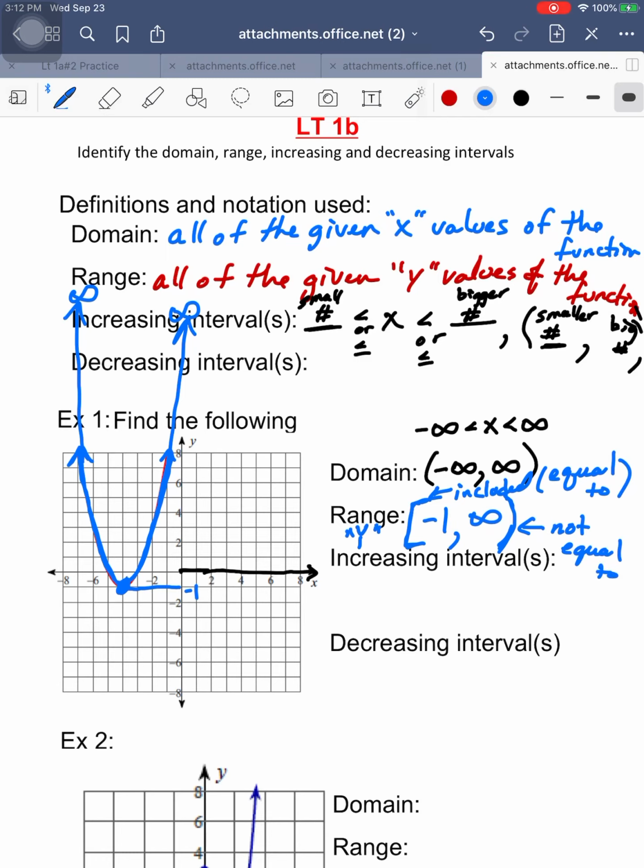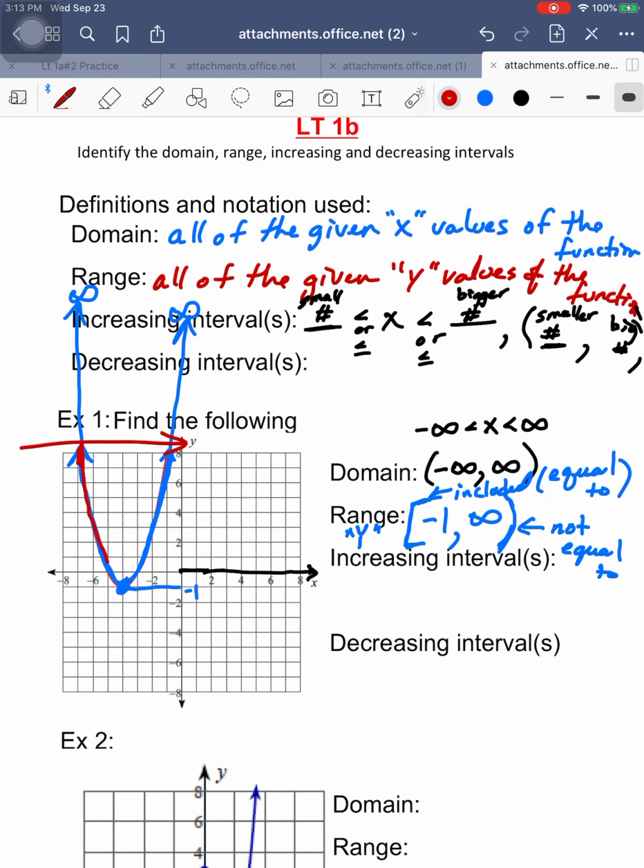So we can talk more about that with practice. Increasing and decreasing intervals. This is where we're following the graph. You're gonna graph from left to right. So from left to right, the most left part of the graph is here.